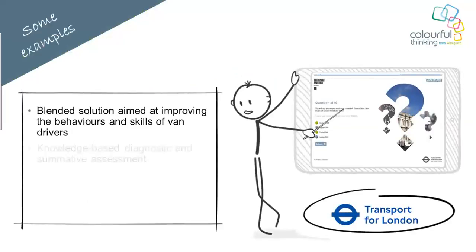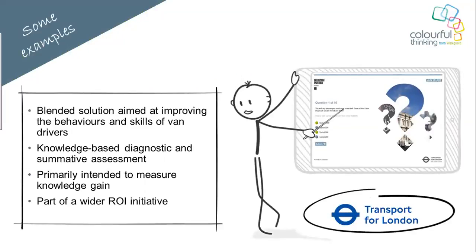Okay, finally, just got a couple of screens to talk about the way in which two different organisations used diagnostic assessments very, very differently. The first example is Transport for London, very much knowledge-based, had both a diagnostic and a summative assessment, and very much intended to measure knowledge gain across the duration of the course as part of a wider return on investment initiative. So in that instance, it was less important for course personalisation.